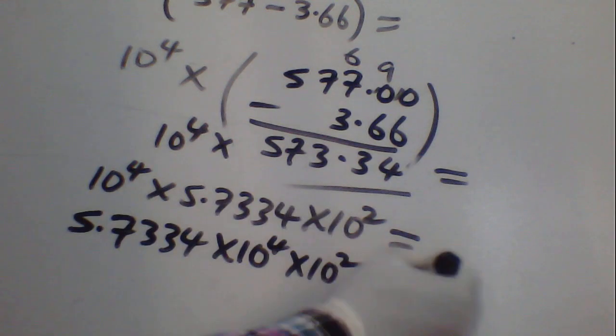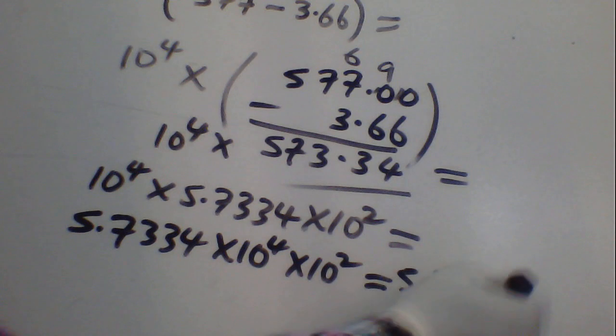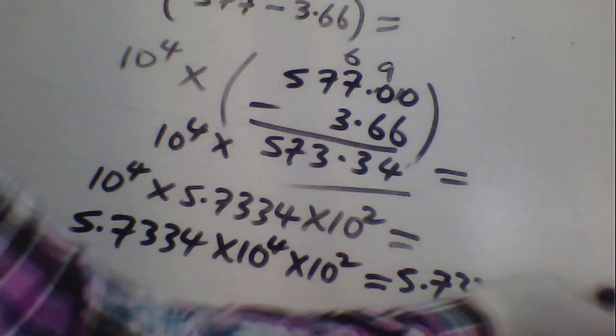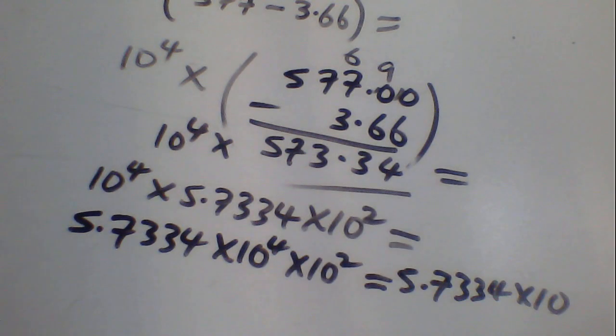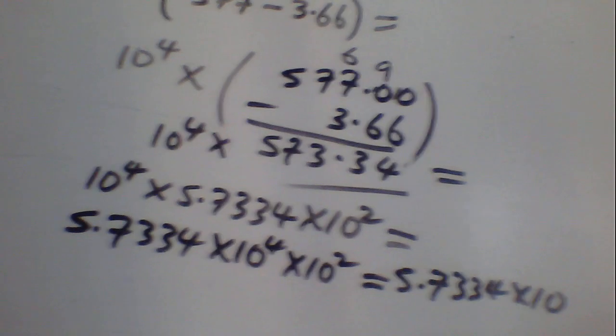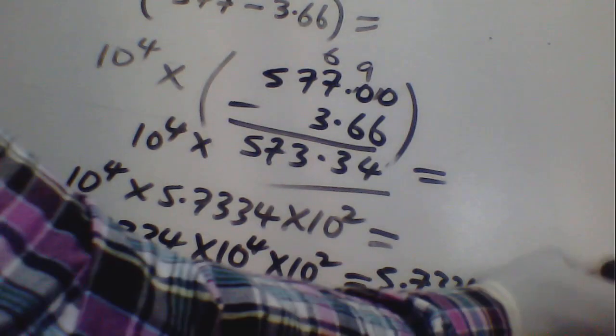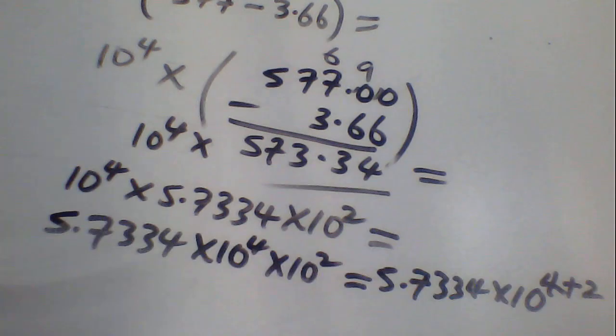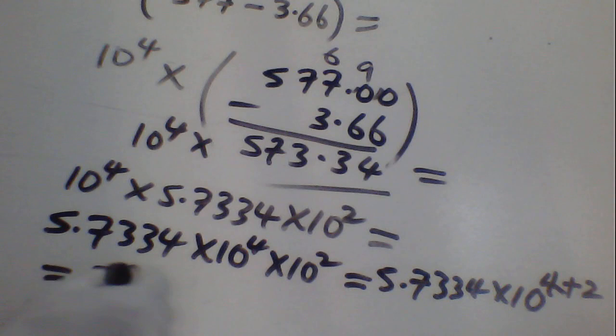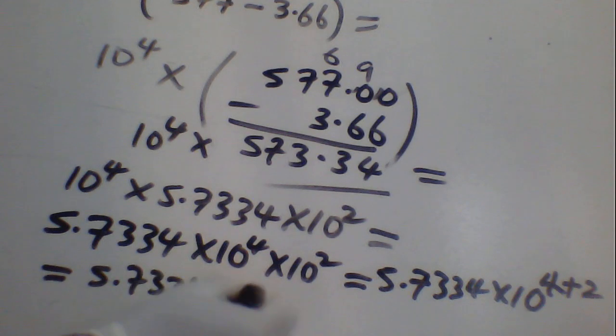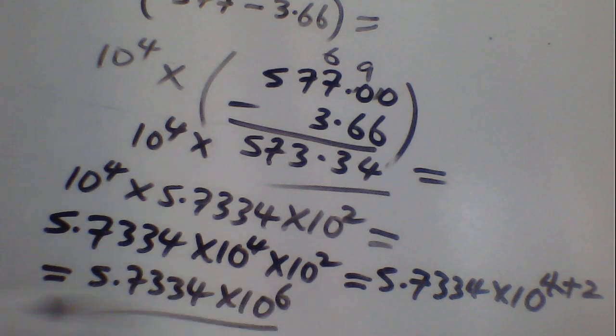So from here, you have 5.7334 times 10 raised to the power what? Because this is multiplication, you have to add the powers, 4 plus 2. So from here, we have 5.7334 times 10 raised to the power 6. This is the answer in standard form.